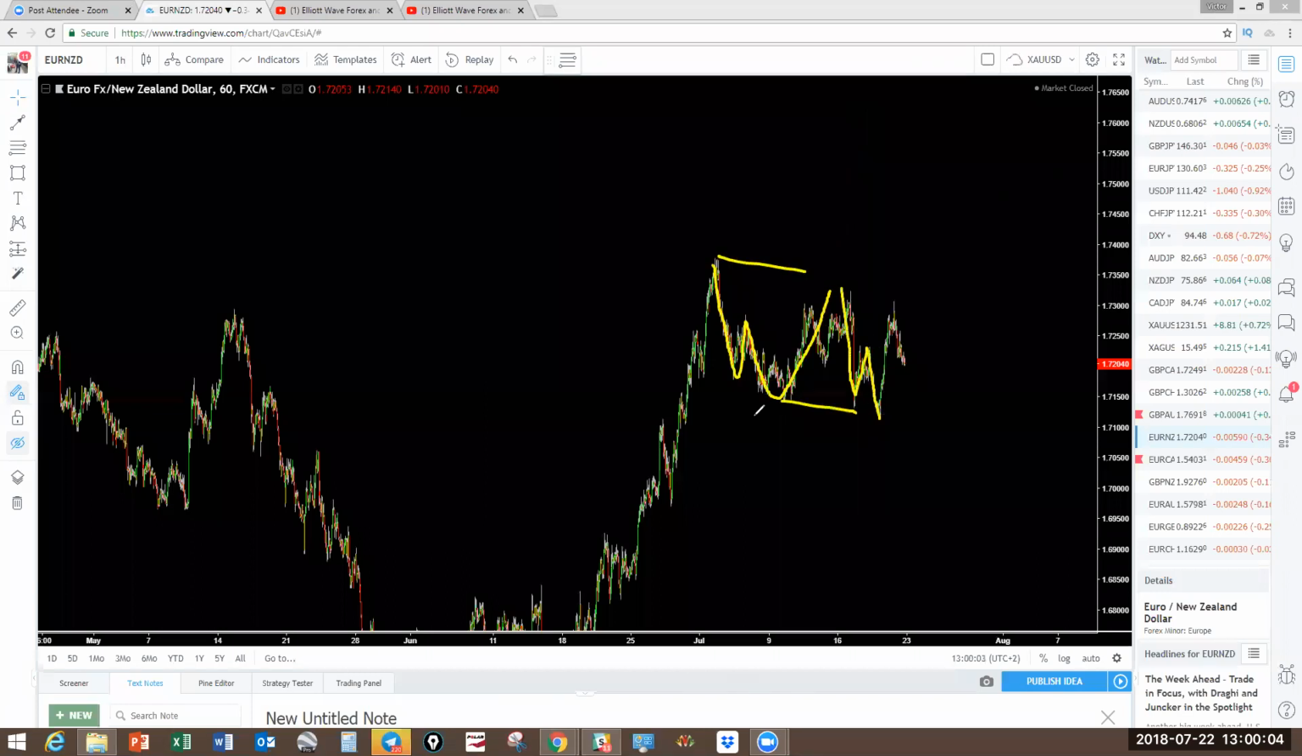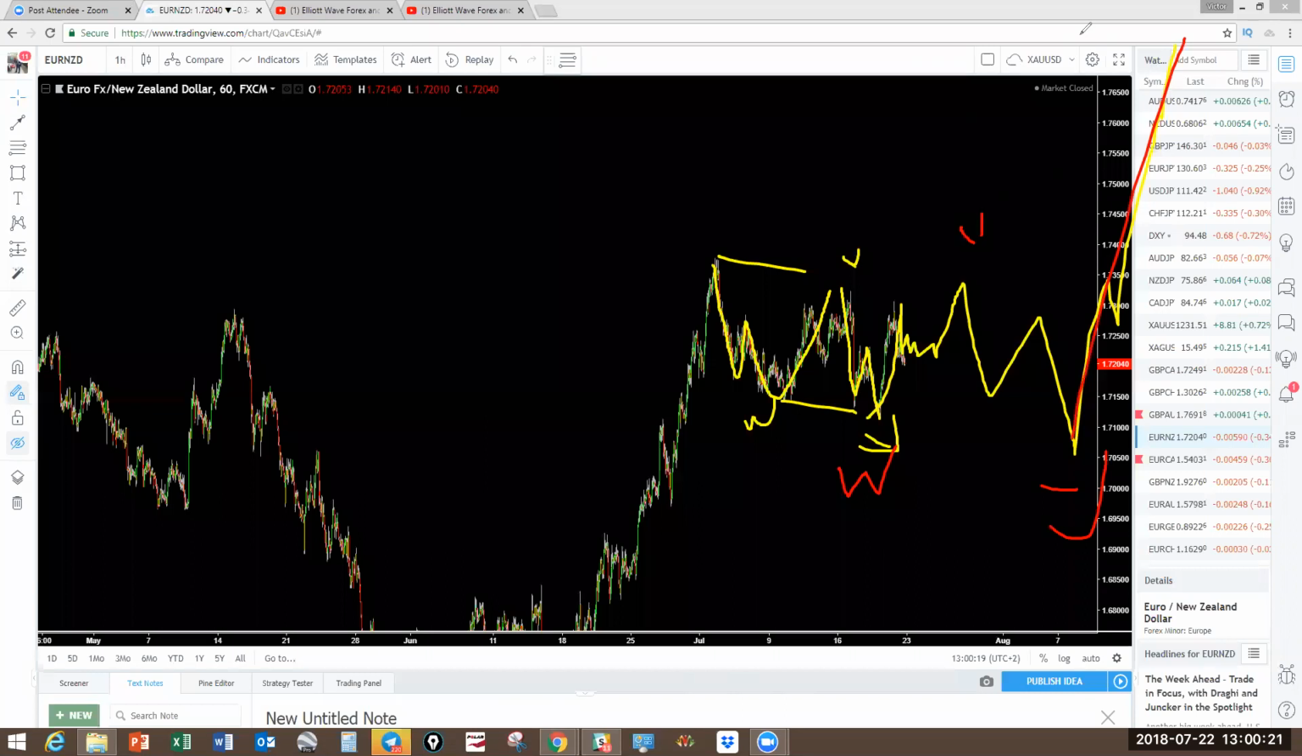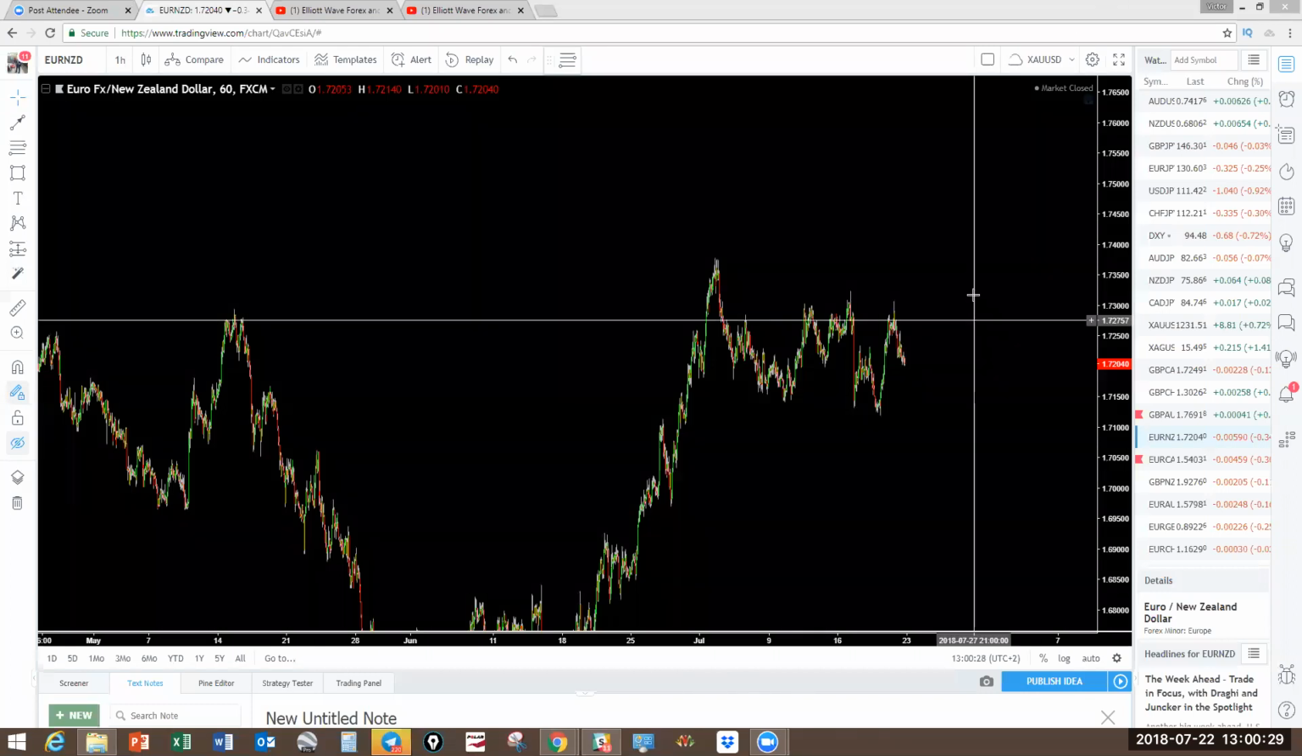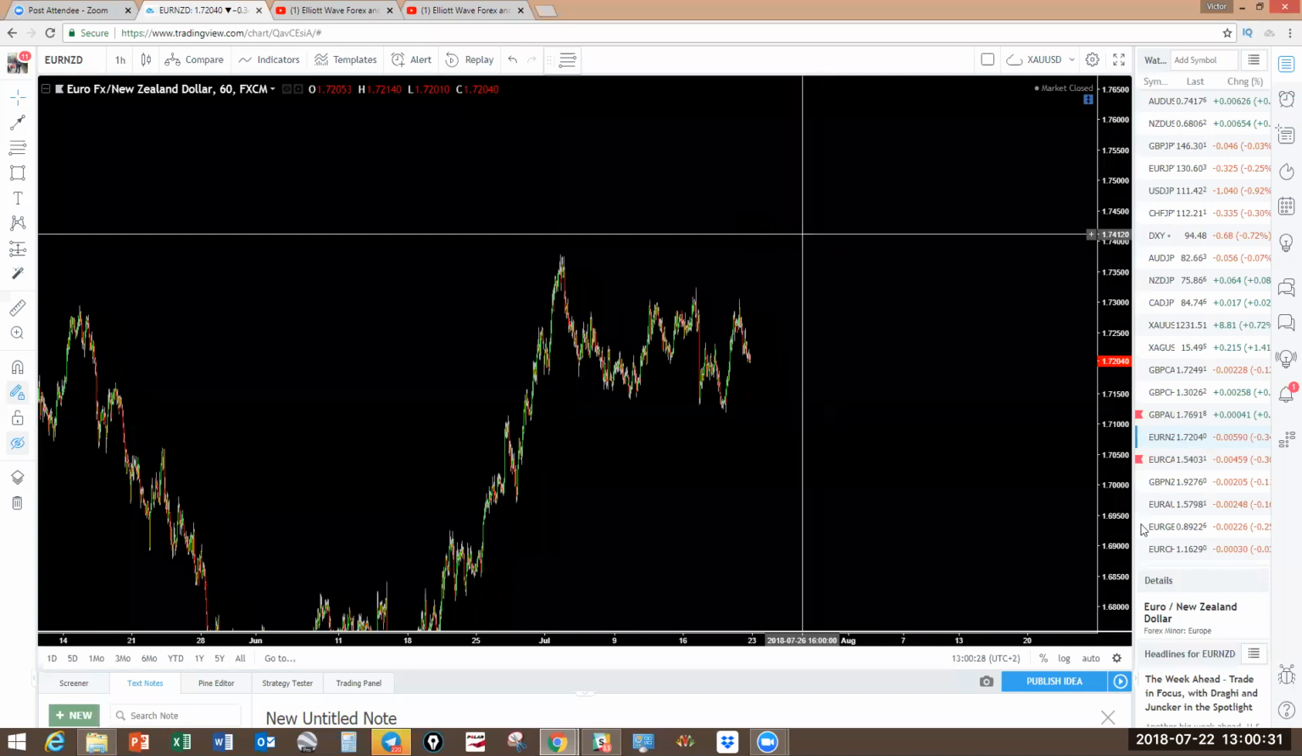Okay, so now that becomes a WXY structure, and now are we going to go with this one, or is it going to give us another one in the lower degree where we get another one like this, and then I move to the upside, giving you a higher degree for upside. So this will be determined by what you get here. Let's see how the market plays out during the week.